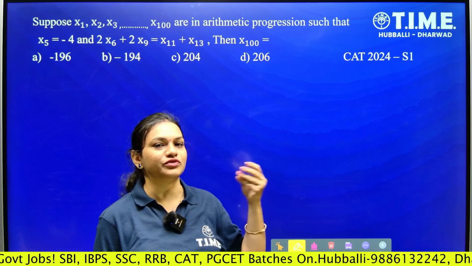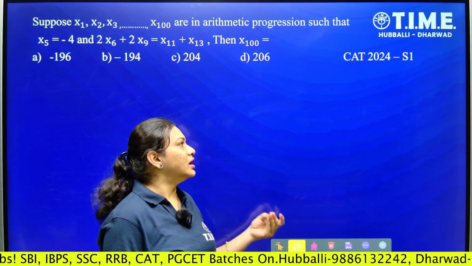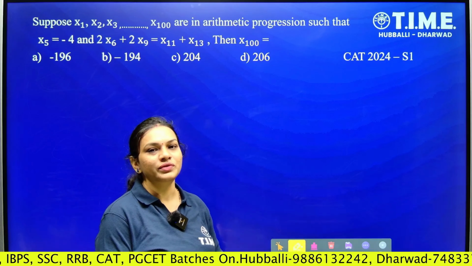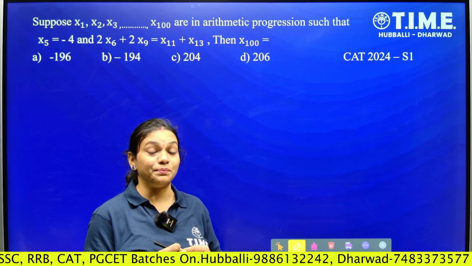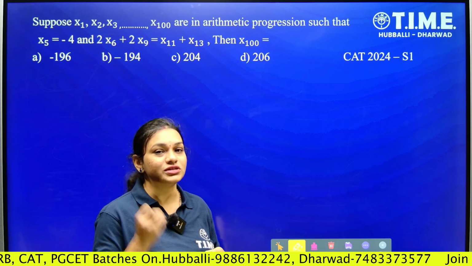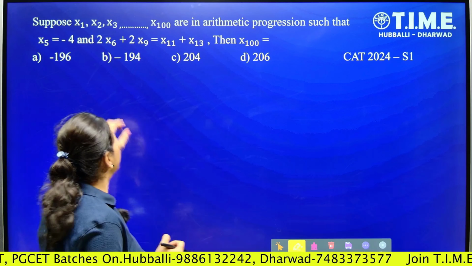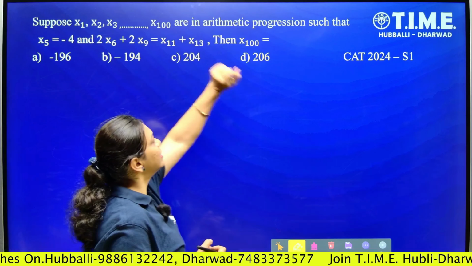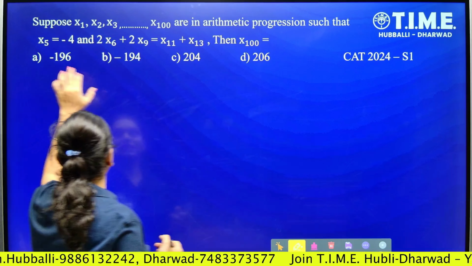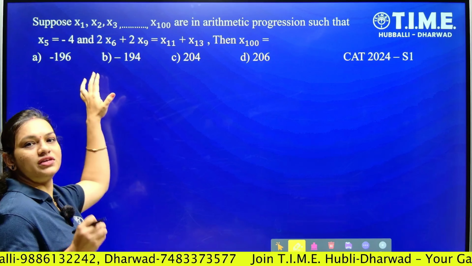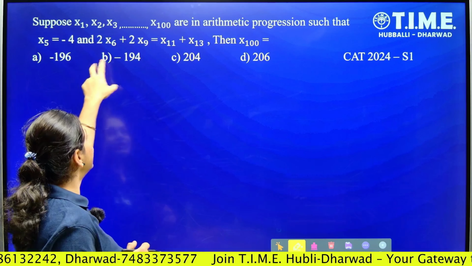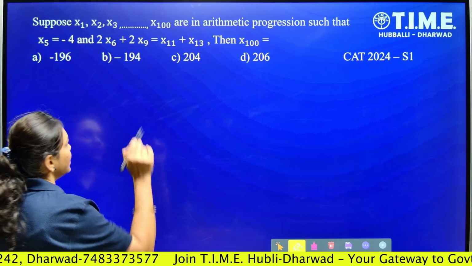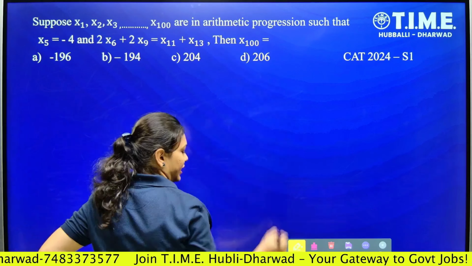Let's solve this one question, which is from sequences and series. Again, this is also one of the easiest questions. We just need to understand the pattern he has given. The question is: suppose x1, x2, x3, and so on till the 100th term are in arithmetic progression such that the 5th term value is given, which is -4, and he has given one condition here. Then we need to find the value of x100.